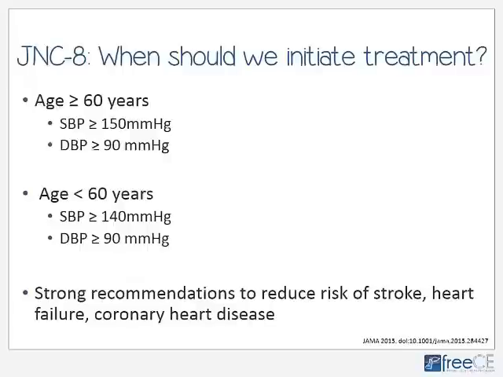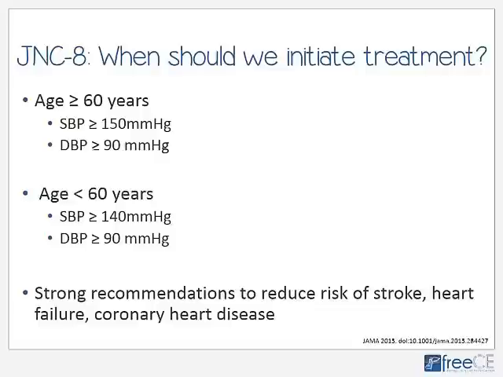So what does JNC-8 say about this key question? When should we initiate treatment? Well, they break it down into 2 different age groups. So they say that patients over the age of 60, they should start treatment when their blood pressure is either over 150 systolic or over 90 diastolic. For those patients less than 60 years of age, we should begin therapy when their blood pressure is over 140 systolic or over 90 diastolic.